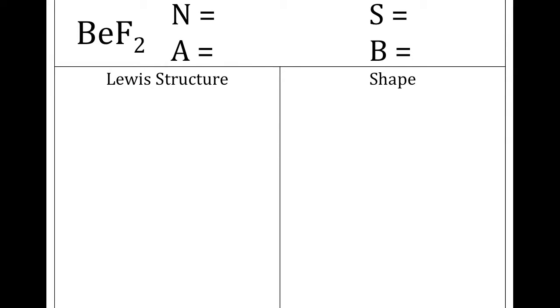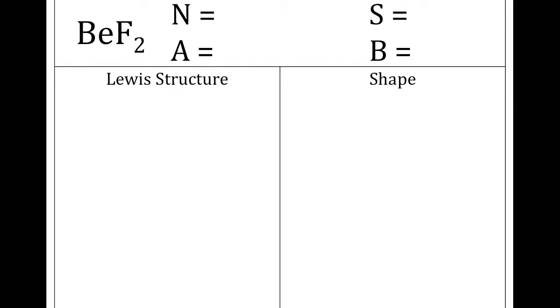So the first one on your VSEPR theory activity, which you should have already completed, was beryllium fluoride. Some of you have asked me, why are we talking about beryllium fluoride? That's an ionic compound. It is named ionically, however, it behaves covalently. I wouldn't expect you to remember that. If you'd like to understand that more, please come see me and I will discuss it with you.